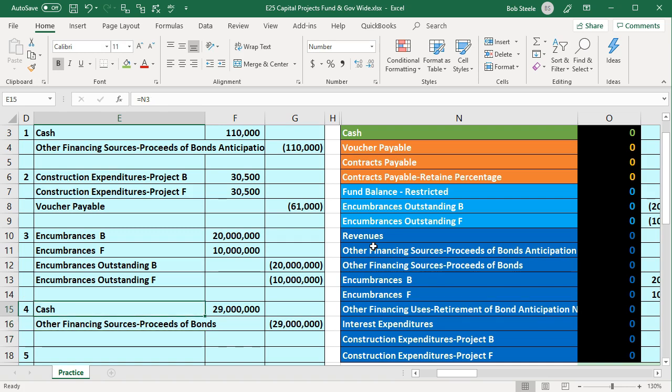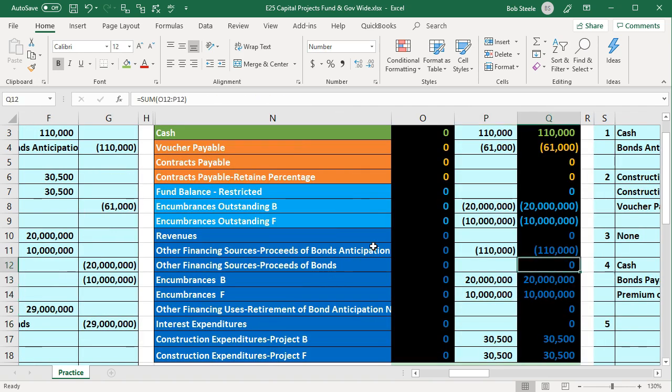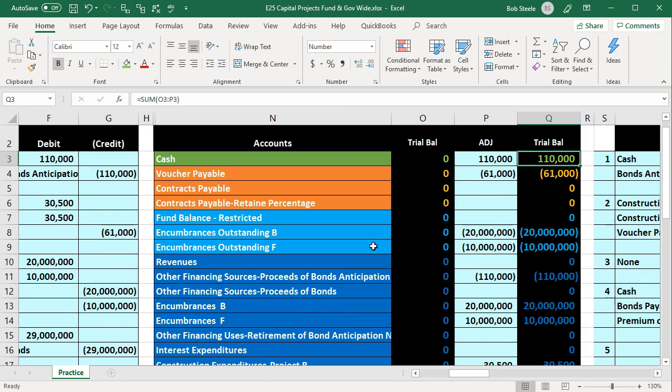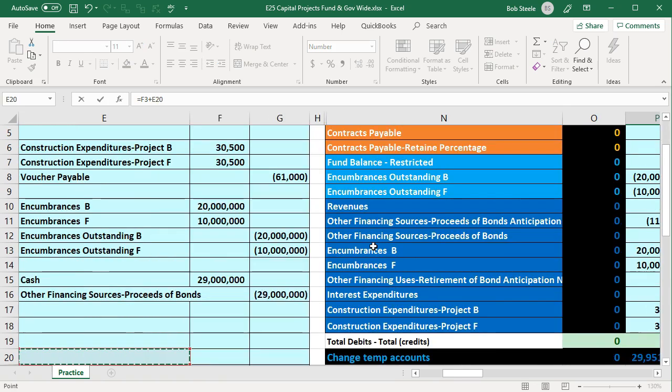Then we can post this. Here's the cash. We're going to scroll over to the cash, and that's going to be up top in cell P3, F2 plus F2, and then scrolling back down, we want to pick up that cash amount.